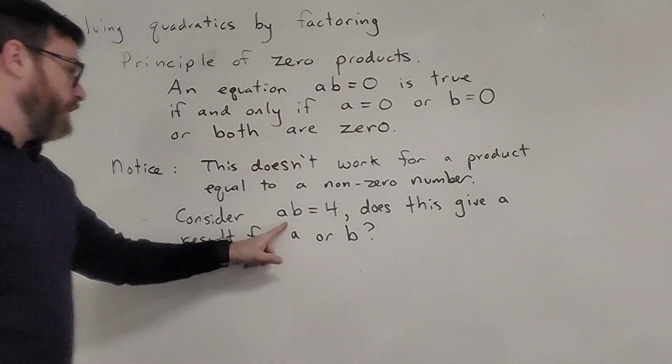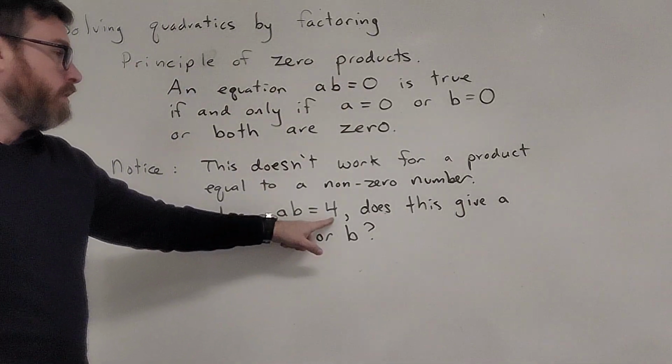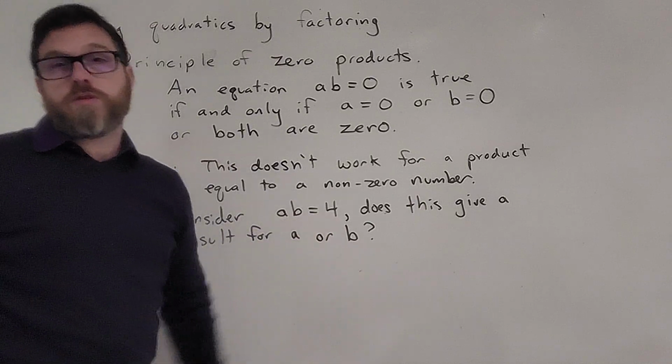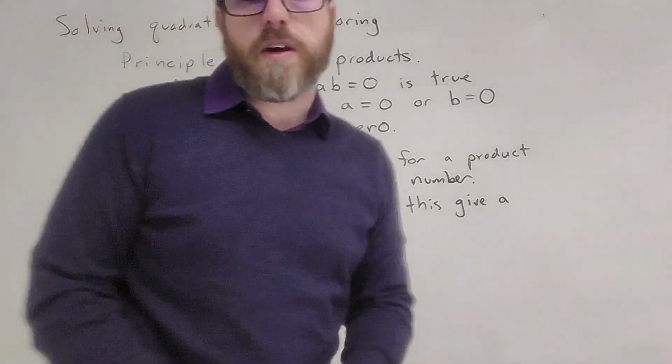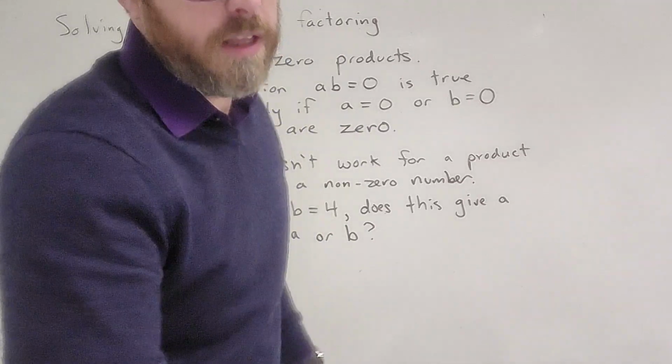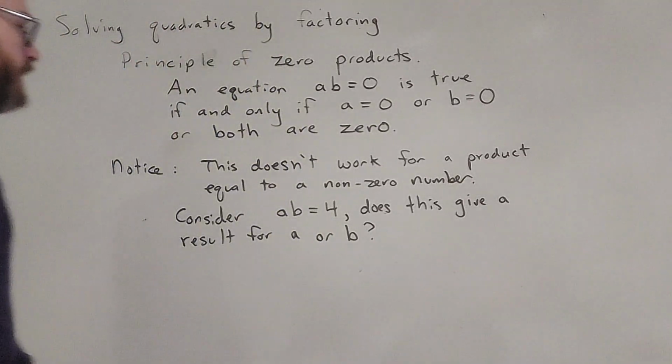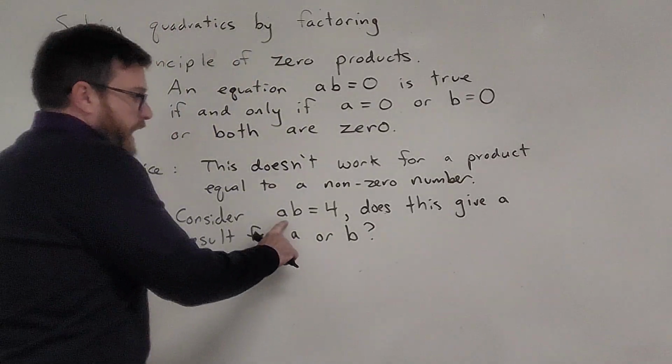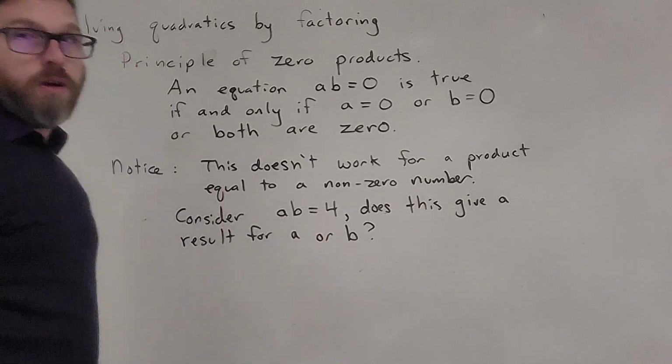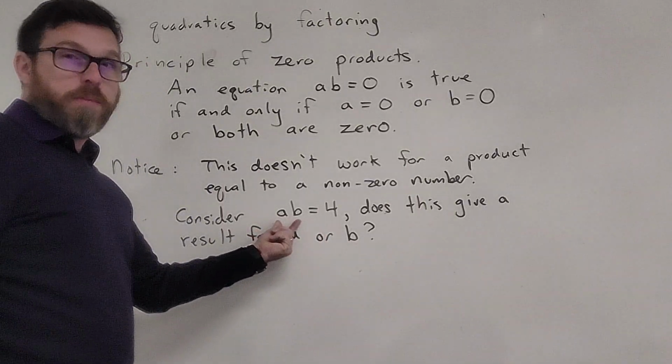But would it work for something like this? A times b is equal to 4. A common thing that you see students do is solve the quadratic equation for a constant and then try to use the zero product property. But it's not true, because if I have the product of two things equal to 4, there's really an infinite amount of numbers that would make this true.